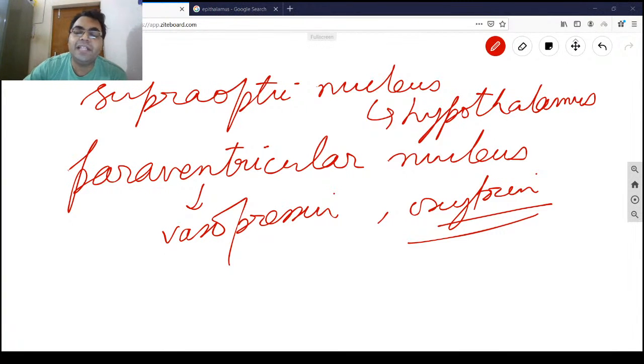And also the hypothalamus causes release of various releasing hormones you might have heard of. Various releasing hormones are secreted by the hypothalamus, like growth hormone releasing hormone, adrenocorticotropic releasing hormone, thyrotropin releasing hormone. So many releasing hormones are controlled or secreted by the hypothalamus as well. So that is one thing.